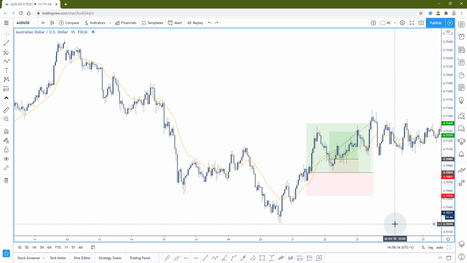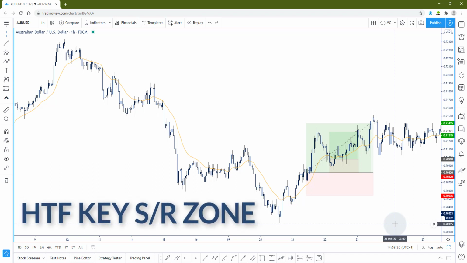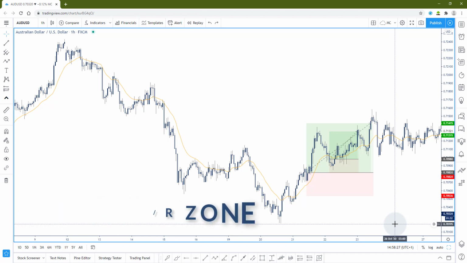And where is it coming in? At the higher time frame key support and resistance area. So again, a nice combination of confluences here.